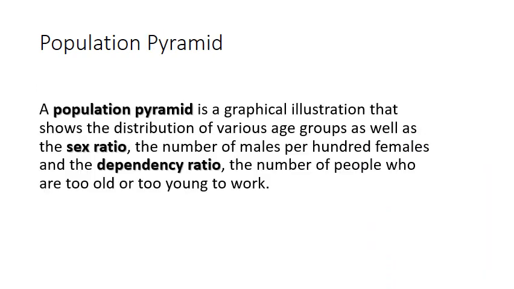The population pyramid is a graphic illustration that can show us the distribution of age groups within a country's population, as well as the sex ratio, which is the ratio of males to females, and the dependency ratio, which is the number of people who are either too old to work or too young to work, and as a result are dependent upon those who are able to work.